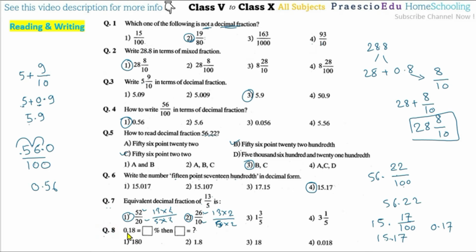Now question number 8, 0.18 is equal to how much percentage? 0.18 we can write another way as 18 by 100, and as we know percentage means per 100. Per cent means per century, where cent is the short form of century. Century means 100, so it is per 100, the same as per cent. So here it is 18%, which means 18, and 18 is given in option number 3.